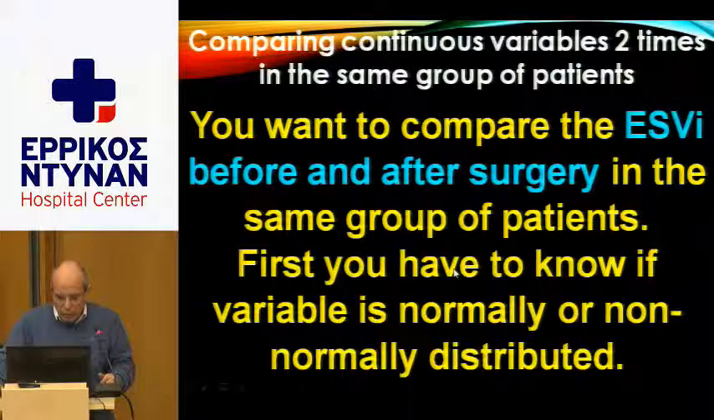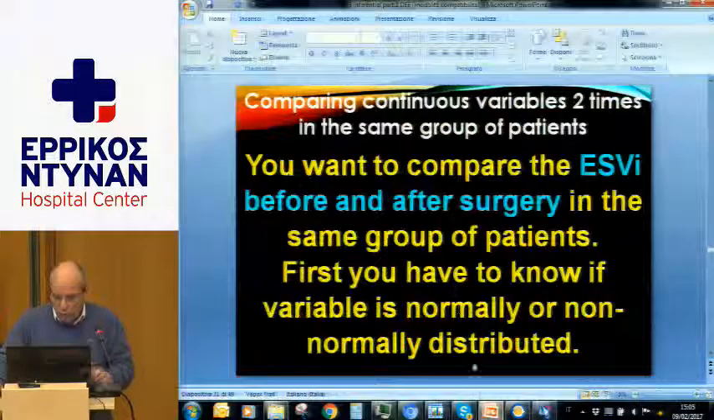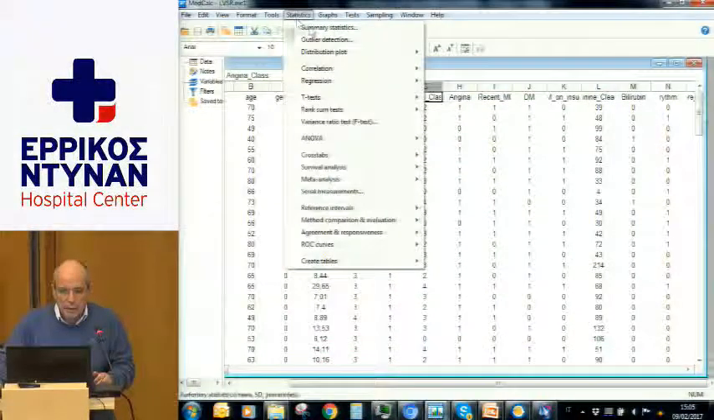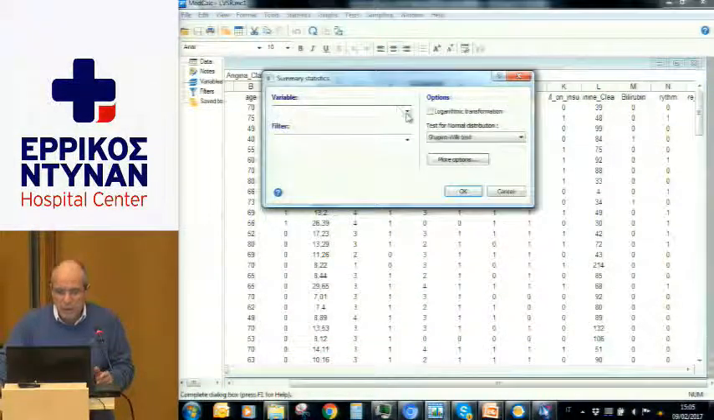Again, you have to know if the variable is normally or not normally distributed. Okay, let's go back again to the same statistics. Summary statistics gives you the evaluation of only one variable.